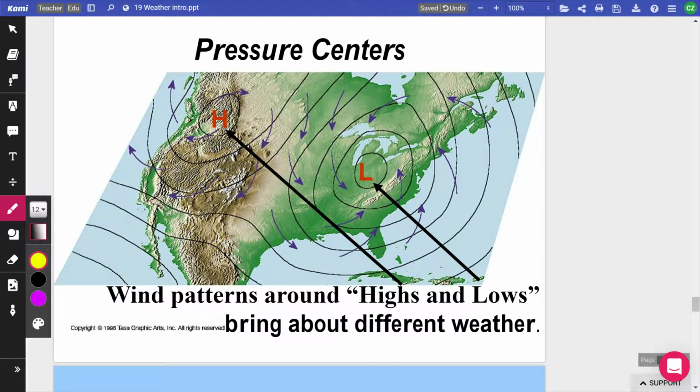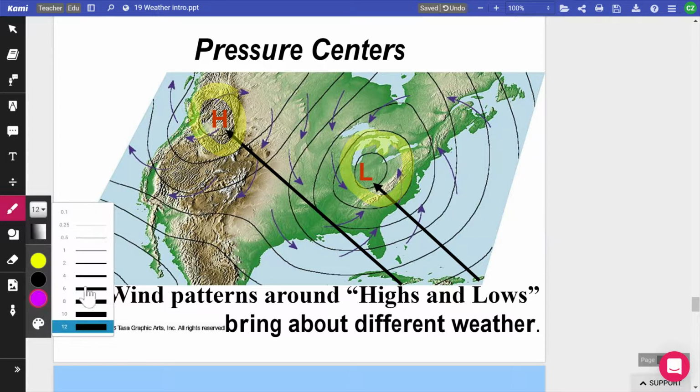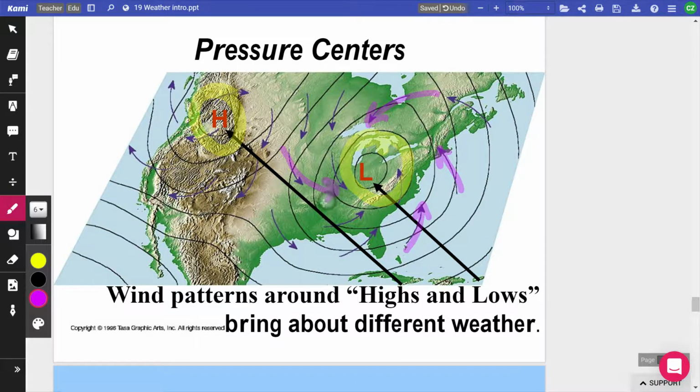Okay, so on a weather map like this, you're going to see pressure centers. Here is a high pressure center. Here is a low pressure center. Okay, how do we know it's a high? Well, look at the wind movement around each one. So at the low pressure, we're going to see winds moving in a counterclockwise fashion, and towards the low pressure, so inward. And at the high pressure, we're going to see winds moving away and outward.